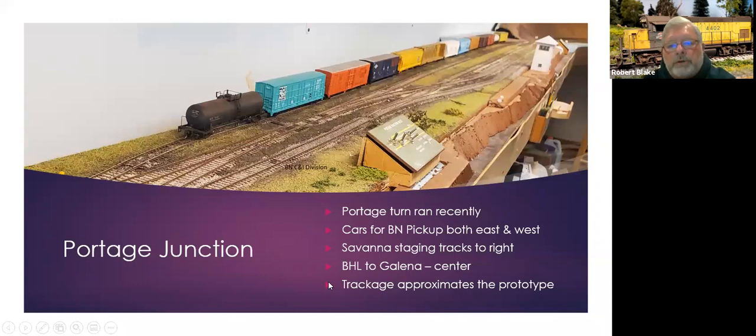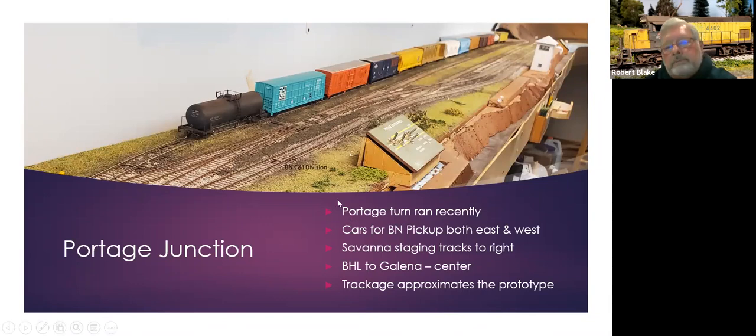Here's Portage Junction. And I noticed the Portage turn has recently run, bringing cars from the Blackhawk to the BN for pickup. And there are cars going both east and west. Burlington's BN is going to have to sort those cars out and pick up the appropriate train. There'll be a BN train. You saw those trains in the staging yard, one in each direction. Those trains will have to pick up their cars from that staging track.